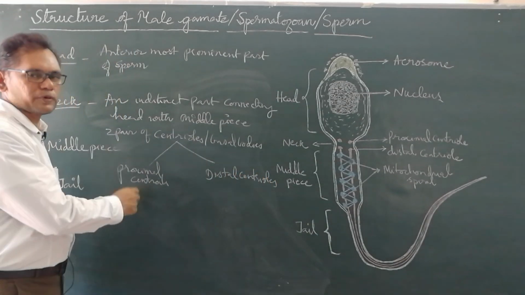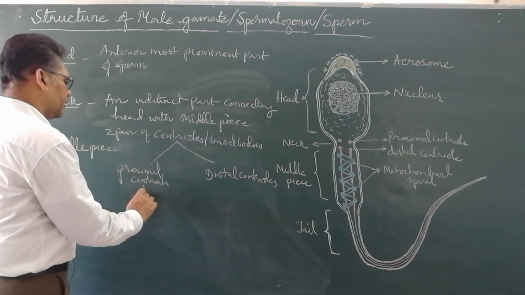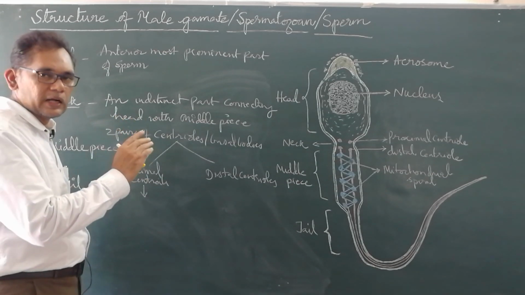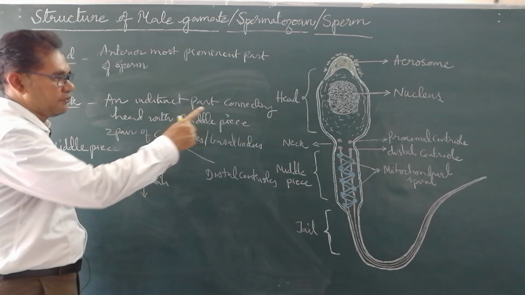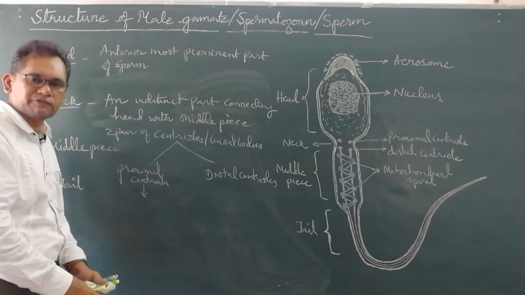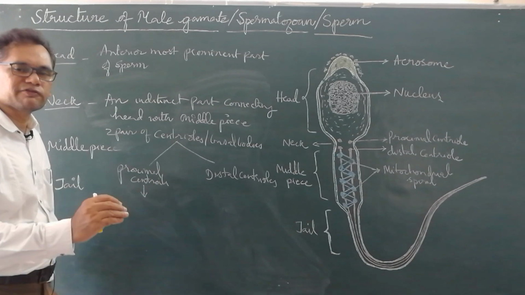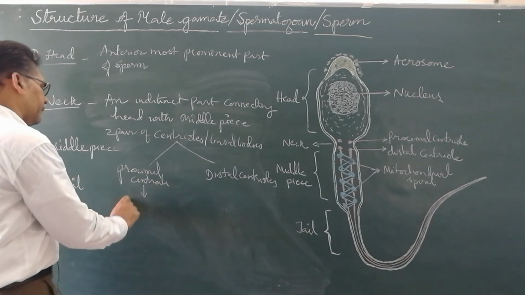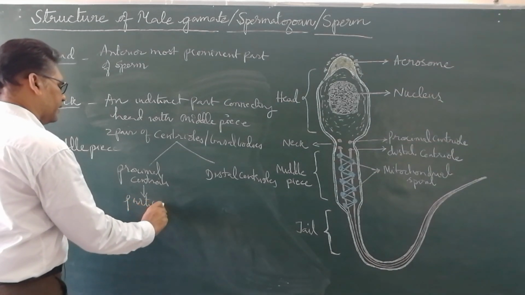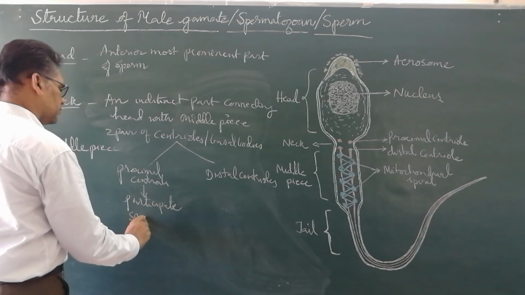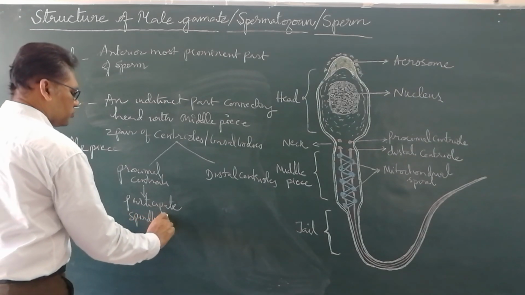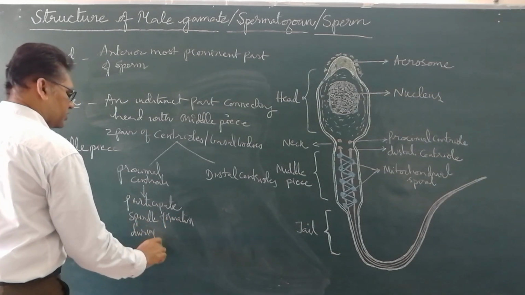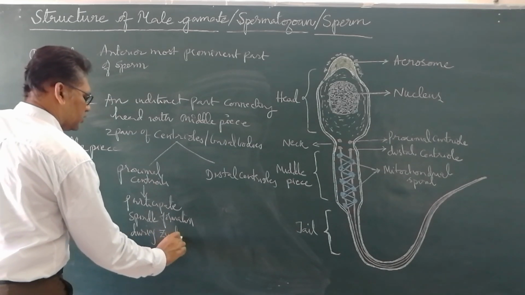Now what is the function of the proximal centriole? They participate in spindle formation during the division, that is the zygote division. When the sperm meets the ovum, there will be zygote formation. In the zygote formation, spindle formation takes place by these proximal centrioles. Proximal centrioles participate in spindle formation during zygotic division.